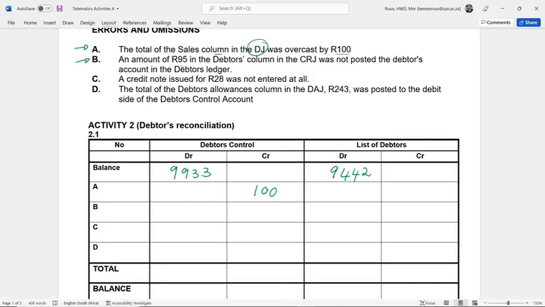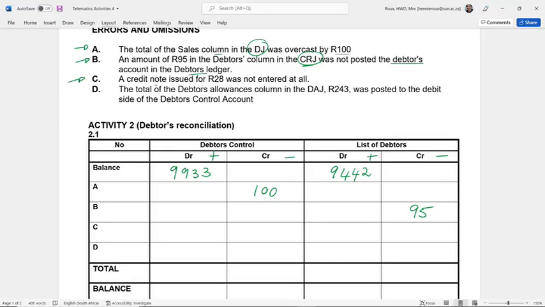Number B, an amount of 95 Rand in the debtors column in the CRJ was not posted to the debtors account in the debtors ledger. Obviously, this only refers to the list, so it will be in the list. It was in the debtors control column in the CRJ. That means a debtor paid us. We received money. We debited bank. We did not credit this debtor, so we must still credit that debtor. It must still decrease. Remember, debtors control, debit is plus, credit is minus.